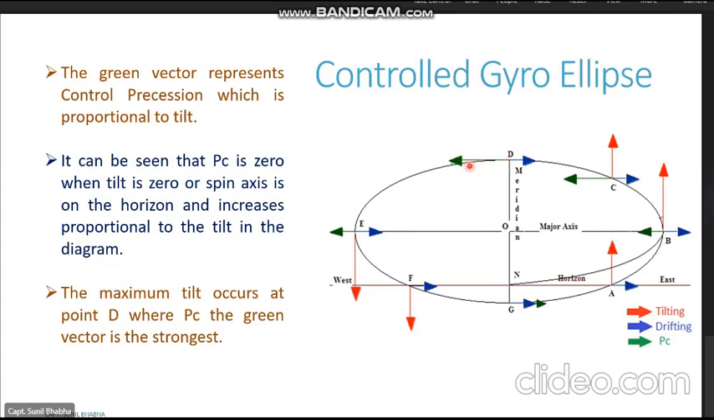Now from point delta, as you move along the ellipse to point echo. At point echo, the tilt has reduced now. Now with the tilt reduced, the magnitude of the control precession also reduces.